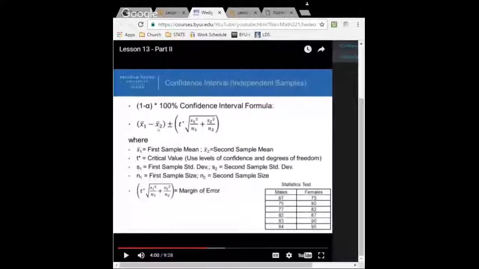Okay, I'm going to show you what the screen thing says. I'm going to do a screen share really quick. Okay. All right, see this? Yeah. This is what we did. It's saying 1 minus the level of significance times 100% is the confidence interval formula.